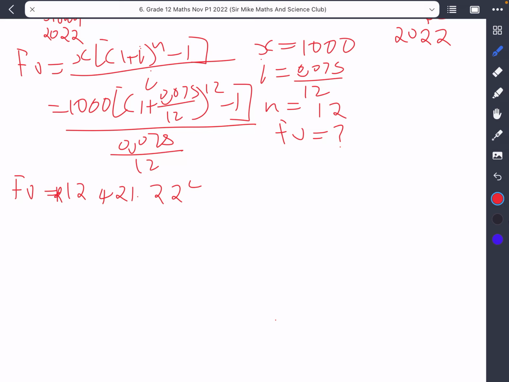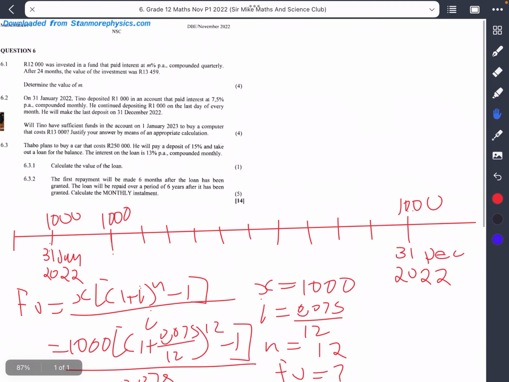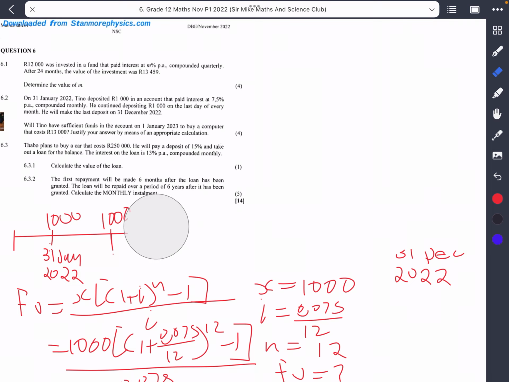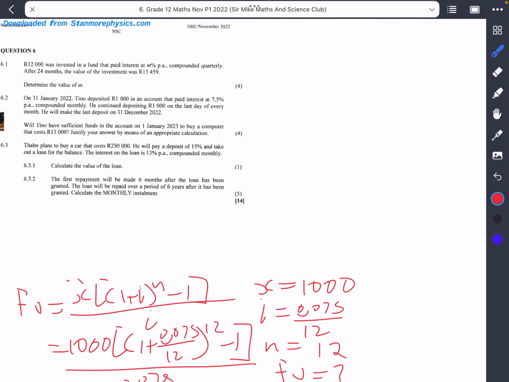So in this case, I get a value of 12,421 rand and 22 cents. So in this case, we have a future value equal to 12,421 rand and 22 cents. This would be the amount that Dino would have after he makes 12 payments. So the answer to this would be no.